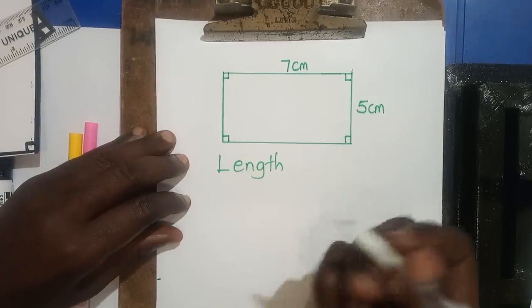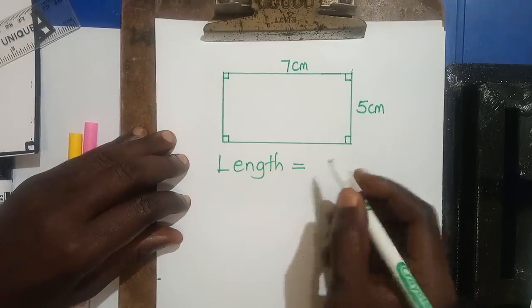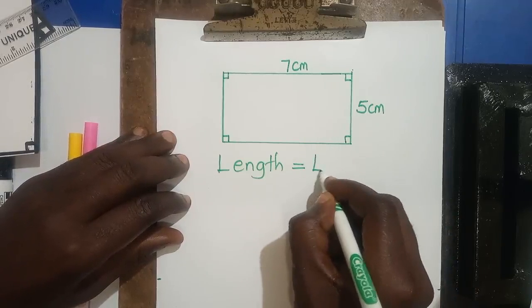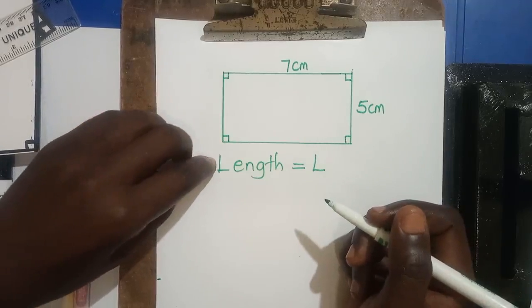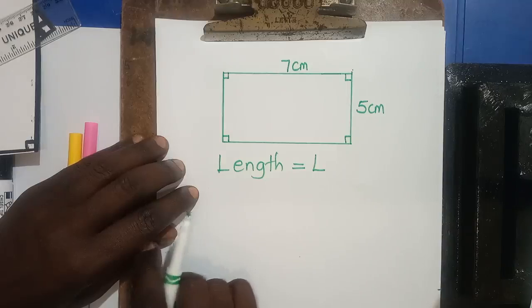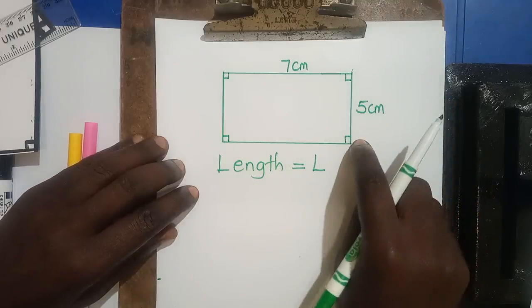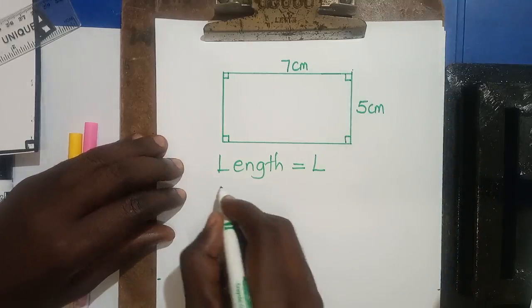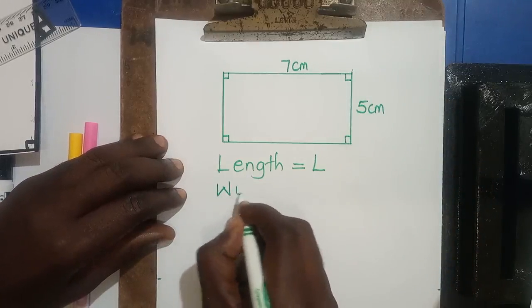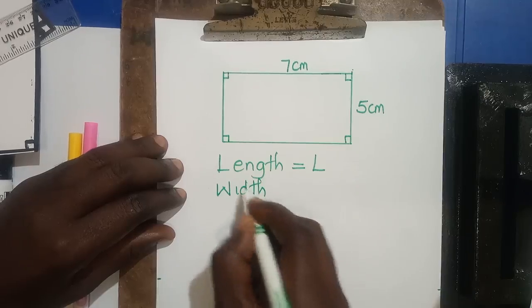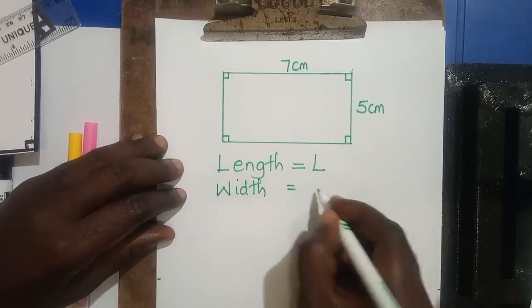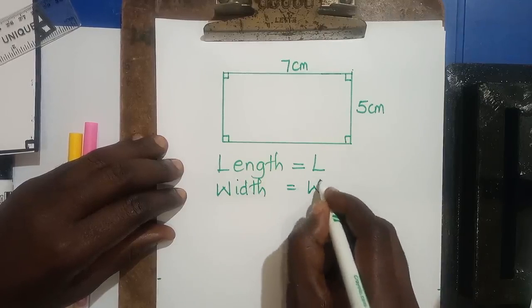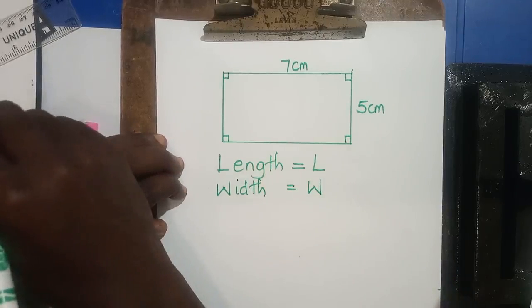In short, this length can just be noted with the letter L, the first letter of the word length. And the shorter line can be referred as the width, which can be noted with the letter W.